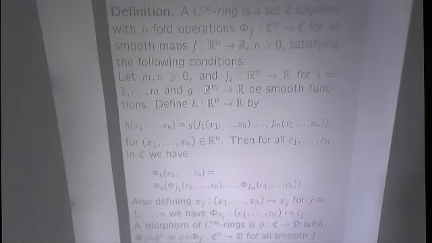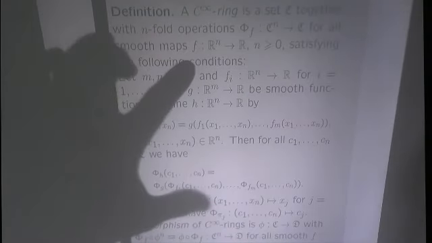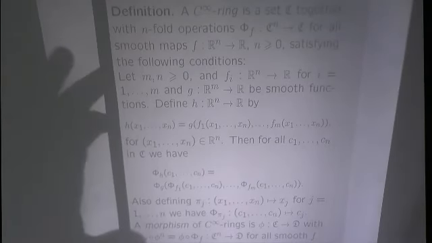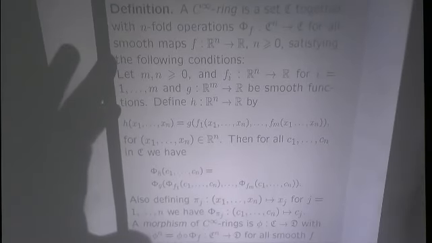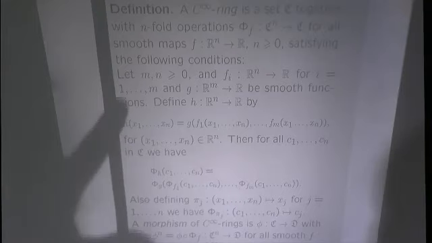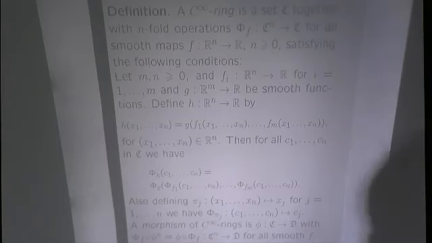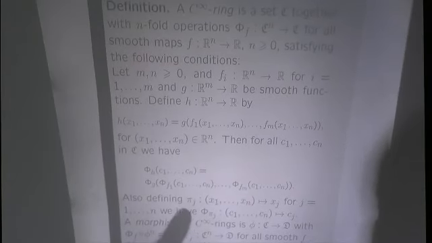So a C-infinity ring is a set C together with operations Phi_f going from C^n into C for all smooth maps f going from R^n into R for n non-negative, satisfying some fairly obvious conditions. Well, one is kind of composition of functions. If you have a bunch of functions and you can compose them, then you have a natural identity on these operations Phi_f, and the other is that projections to one coordinate from C^n should be the obvious thing.